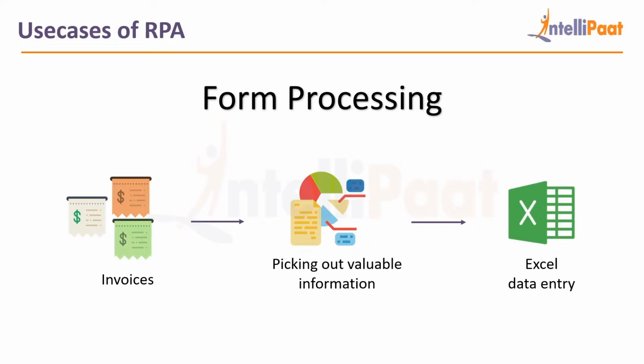You just saw how the form processing works, right? I had an invoice and I picked out the valuable information, which is the name, address, and phone number, and I pasted that to an Excel sheet. So this is an example of form processing or data entry. You can do a lot of different things. For example, you can validate the name, you can validate the Aadhaar card, you can do a lot of different things with it, right? It's just a simple example of what you can do.